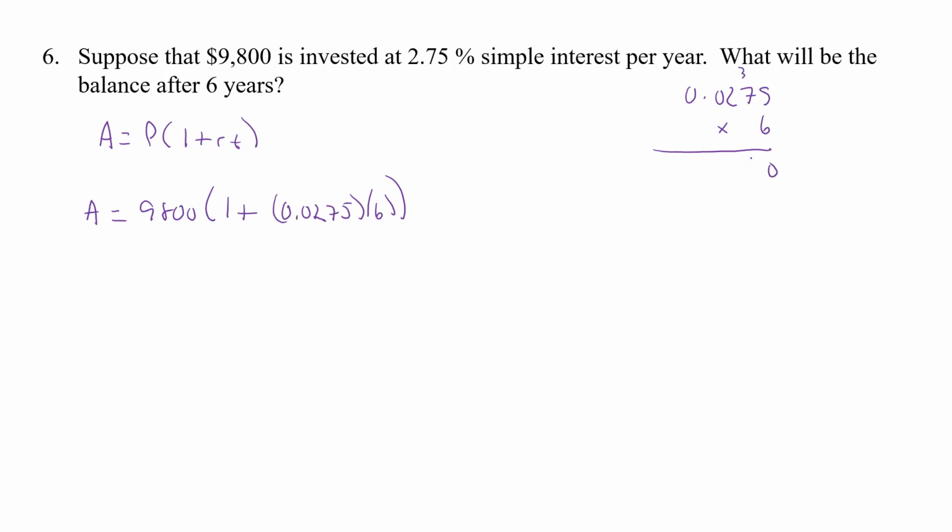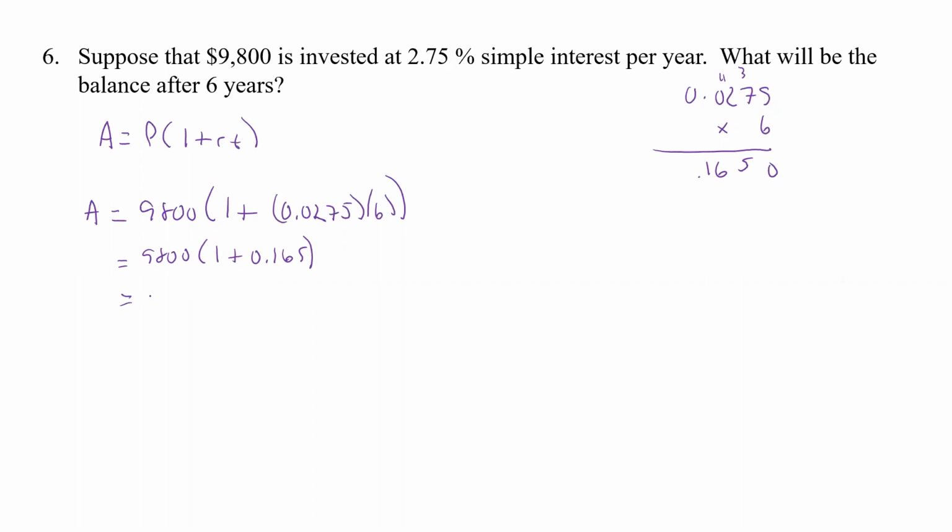That's 30, that's 45, that's 12 and 16. And then we move it 4 decimal places. So that's going to be 0.1650. So that's going to be 9,800 times 1 plus 0.165. We can drop that last 0 so we don't have all the extra zeros that aren't needed.